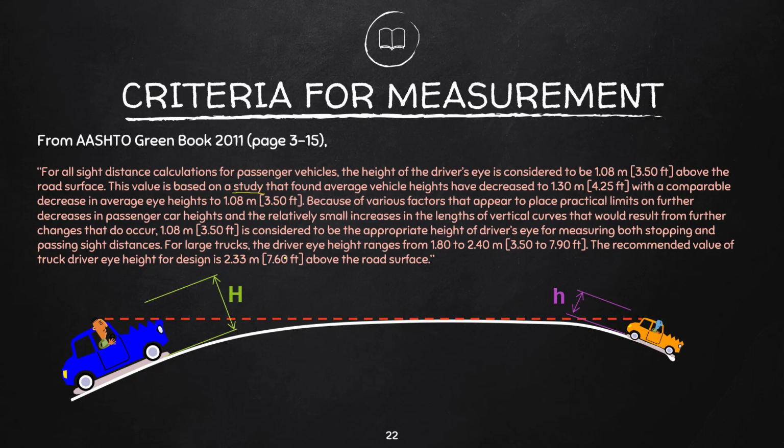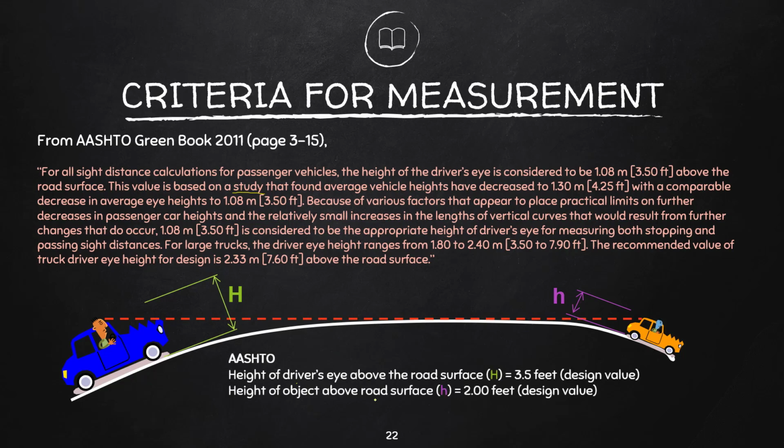For large trucks, the driver's eye height ranges from 1.8 to 2.4 meters. Of course, that should be higher because that is a truck. The recommended value for the truck driver eye height for design is 2.33 meters or 7.6 feet above the road surface. So, from AASHTO, the height of the driver's eye above the road surface should be 3.5 feet. That is the design value. And the height of the object considered in the analysis is 2 feet.